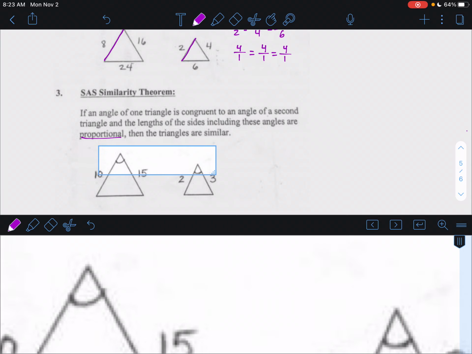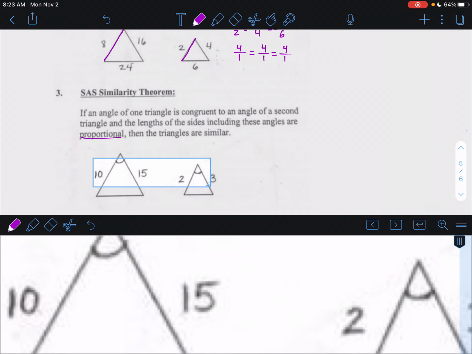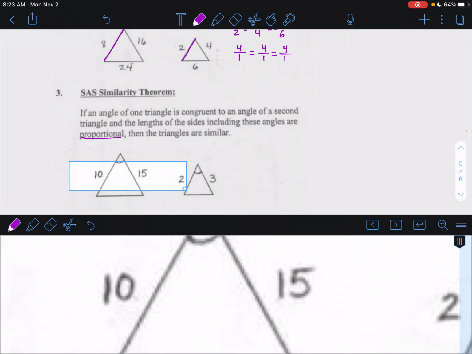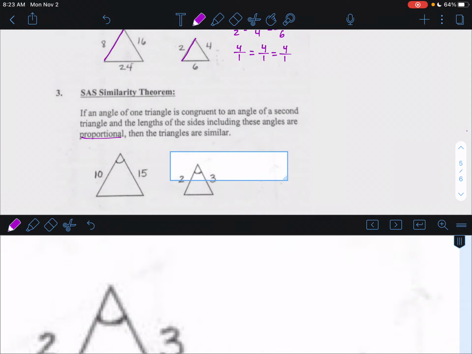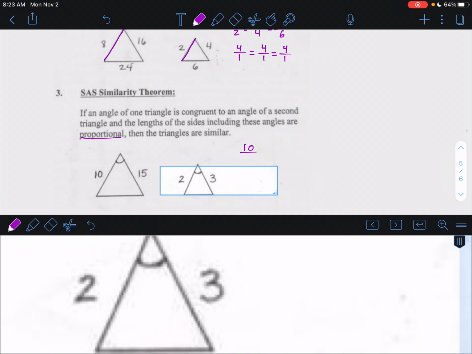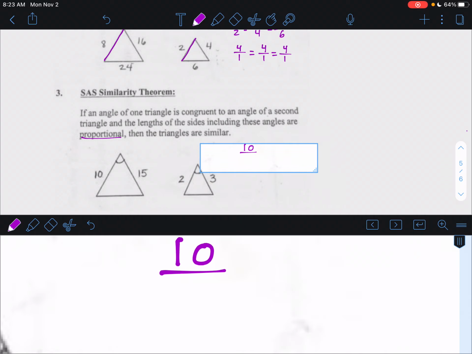So that angle has to be congruent to the other angle. Then we're going to know that they're similar. So let's see. In this first triangle, I have 10 and 15. So 10 is my shorter side length, and I'm going to divide that by the shorter side length of the other one, which is 2.